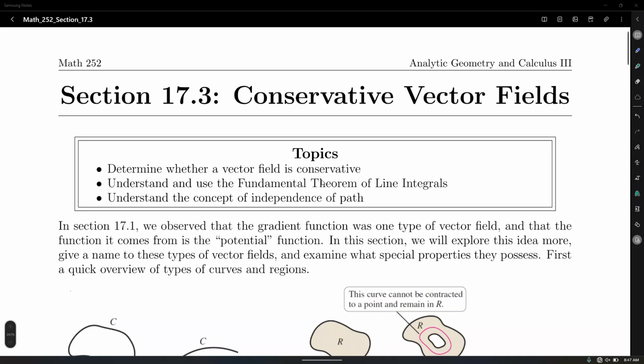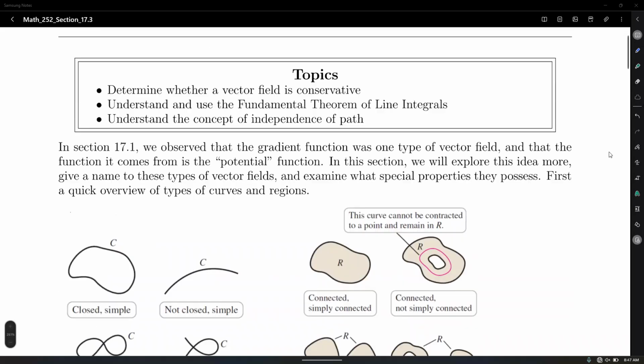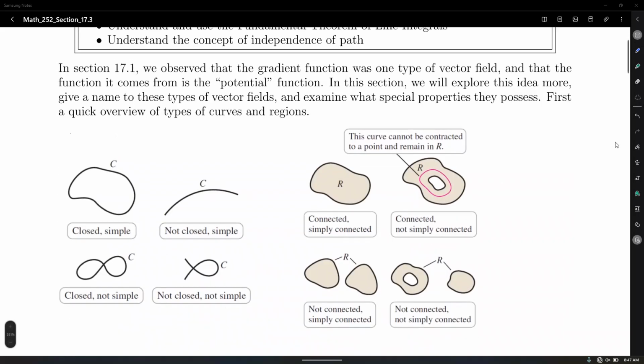Again, like I said, every new section will solve the problem in an easier way than the previous one. You're gonna like this one. Okay, but before getting into conservative vector fields, let's describe the different types of curves and regions.